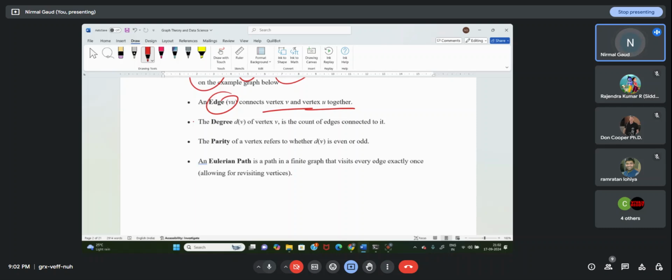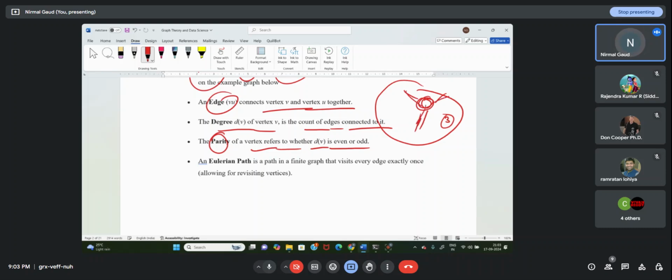We have the degree of the vertex also. Degree of the vertex means the count of the edges connected to it. For example, these are the edges connecting to a vertex. Degree is 3. We do have a parity of the vertex, which refers to whether it is even or odd. Depends upon the direction, because right now I am not talking about the direction. I'm just saying that degree is the number of edges connecting to your vertex. Count the edges connected.